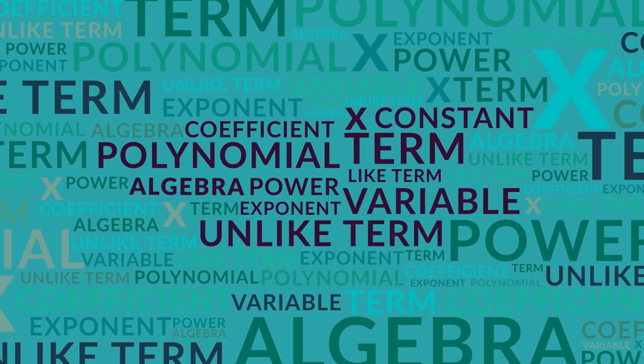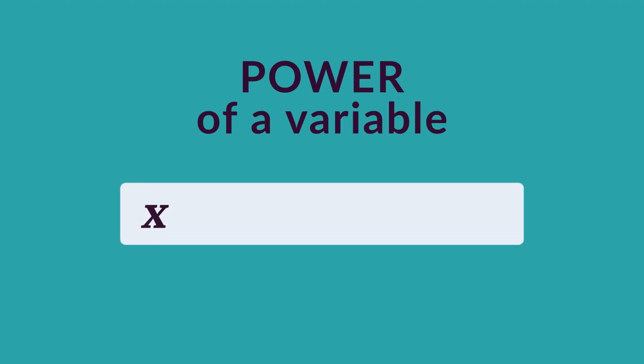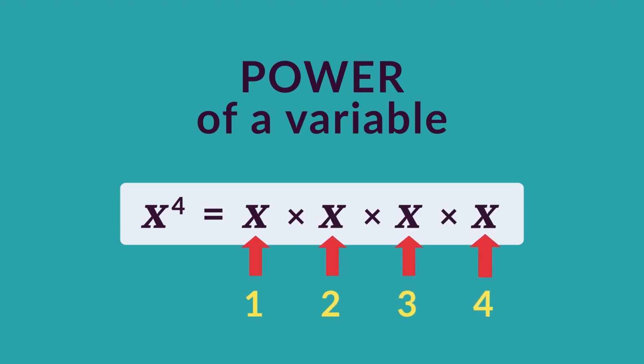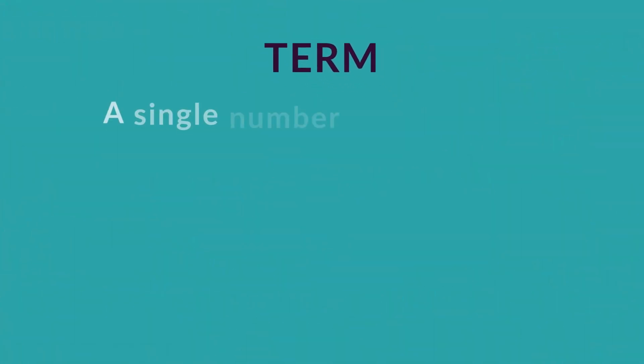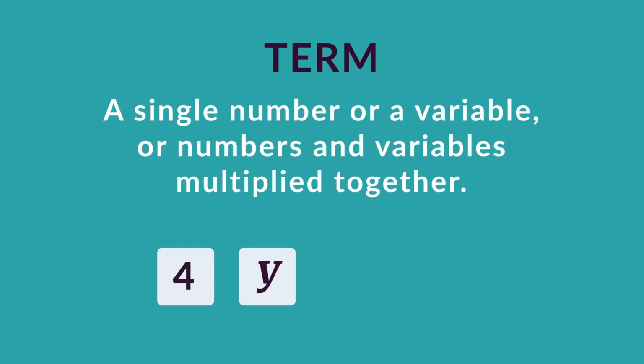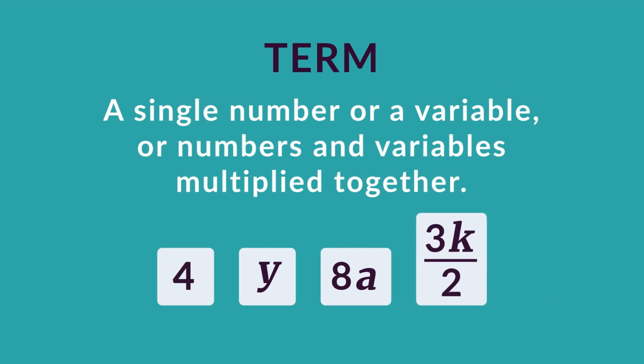What is the exponent or power of a variable? The power of a variable tells you how many times the variable is multiplied. For example, x to the power of 4 is x times x times x times x. What is a term? In algebra, a term can be either a single number or a variable, or numbers and variables multiplied together. Also, if two separate terms are placed above and below a division line, they become one term.